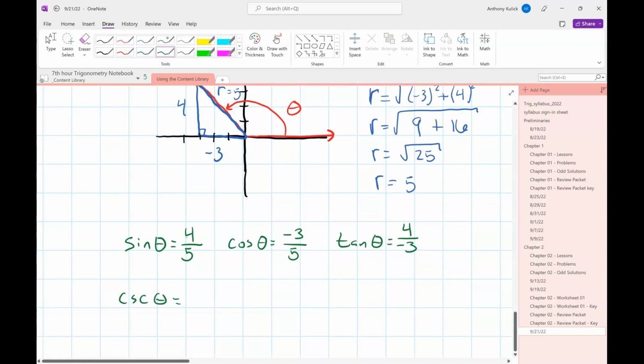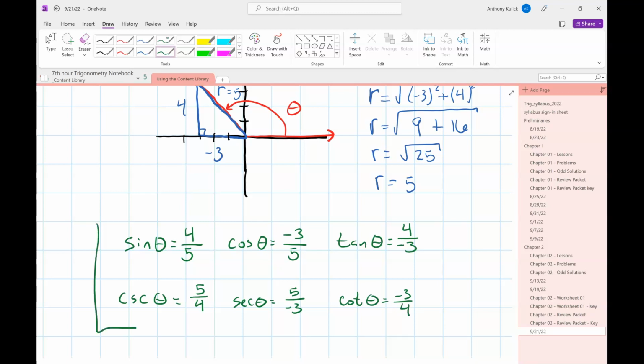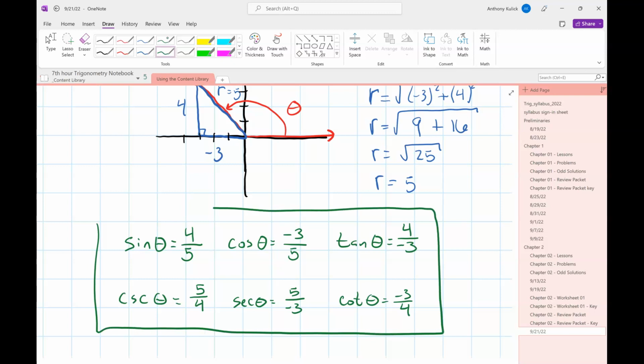Cosecant is the reciprocal of sine. Secant is the reciprocal of cosine. And cotangent is the reciprocal of tangent. So I'm done. Neat.